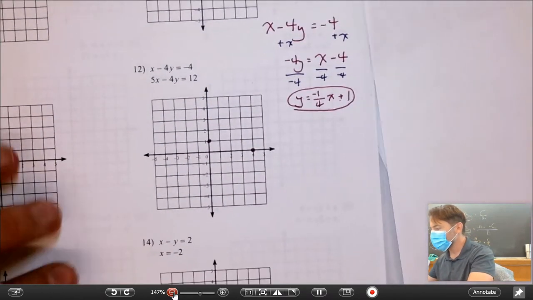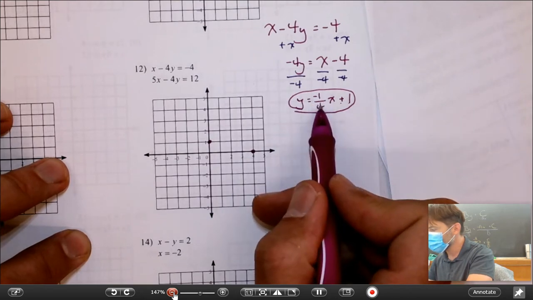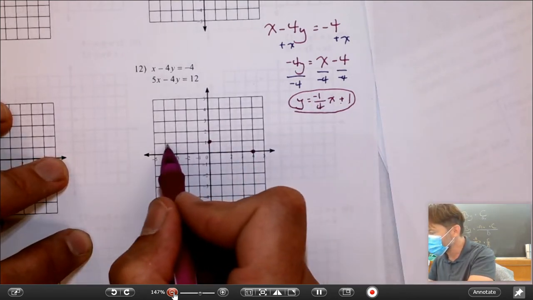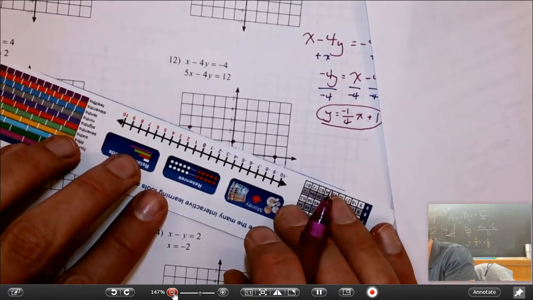And then when I graph it, I run 4 and rise negative 1. There's my run 4 and rise negative 1. So I get this line here. And I could also run negative 4 and rise 1. So it gives me that line. And now let's put the line through it.